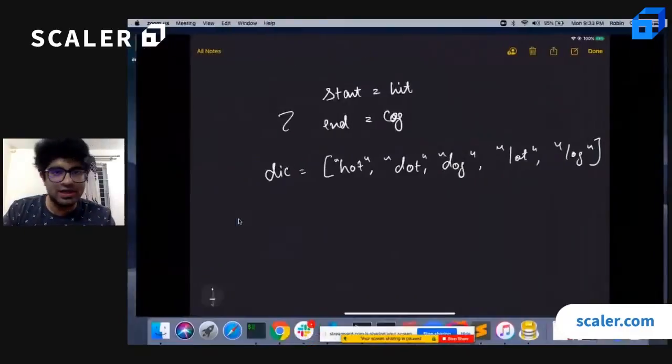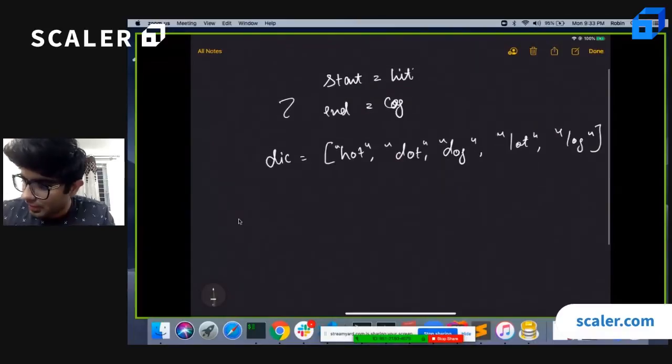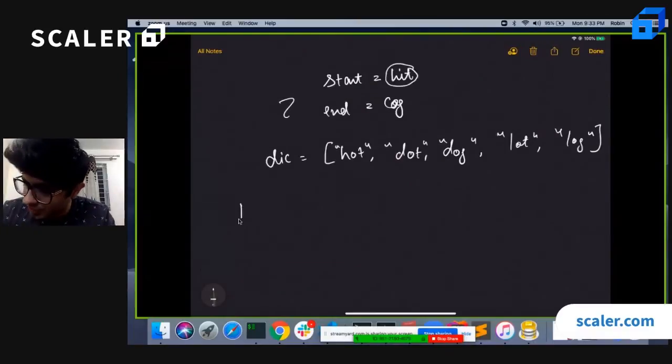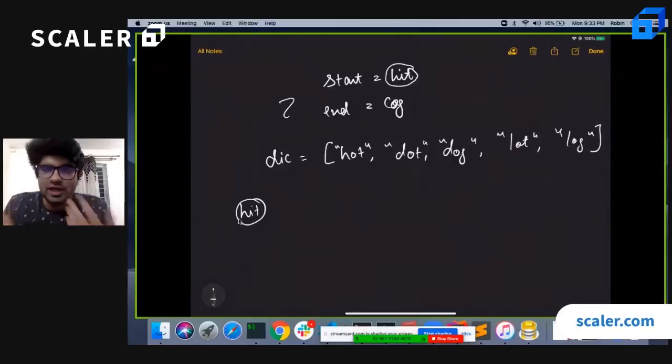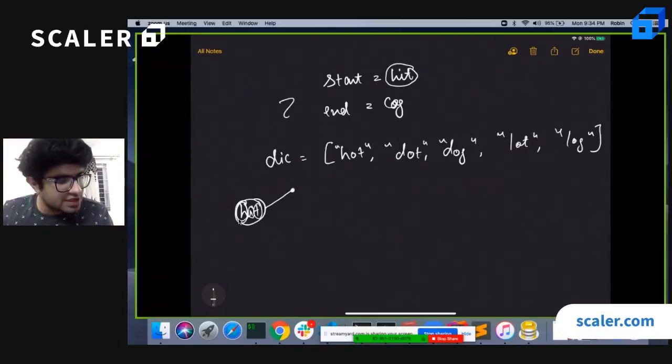Okay, so let's first try to think what we can do to solve this problem. We have been given a first word, hit. If I want to make a transformation as per the constraints, I can only modify one letter of that particular word. So either I can modify H, or I can modify I, or I can modify T. How many possible ways can I modify H?